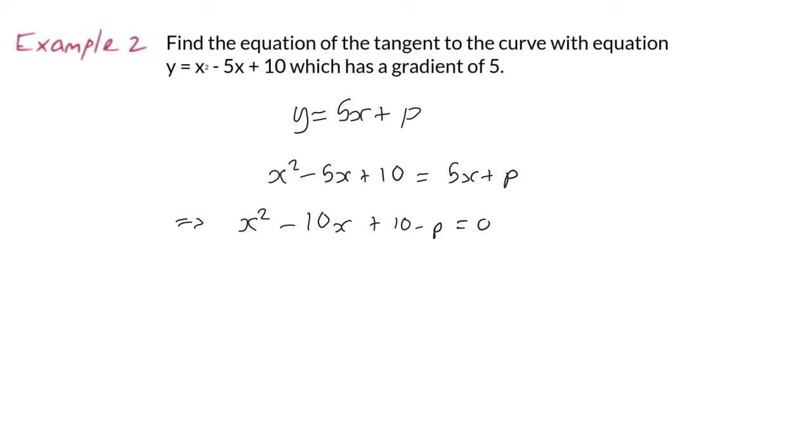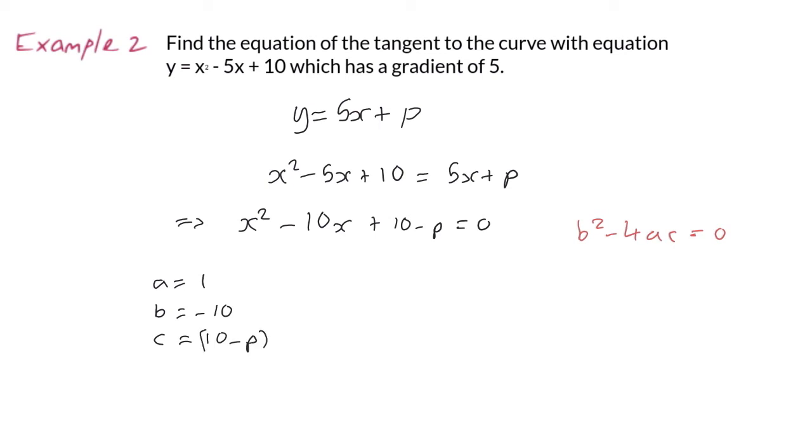We know that this is a tangent, so we know that this quadratic should only have one root, or the b squared minus 4ac should equal 0. So we'll write down our coefficients, a, b, and c. And in this case, that'll be a is 1, b is the coefficient of x, that's negative 10, and then we've got 10 minus p.